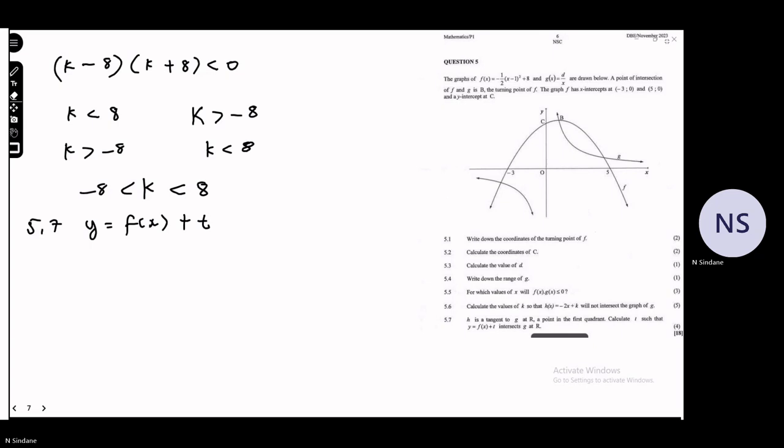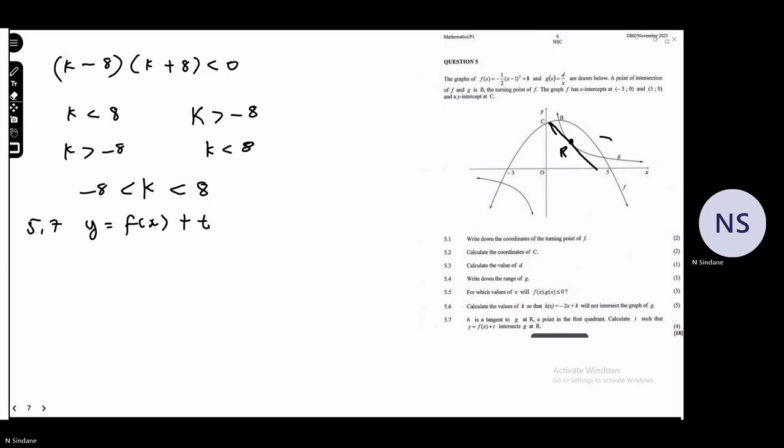Now, H is the tangent to G at R. Tangent to our hyperbola at R. Maybe somewhere here, there's R, a point in the first quadrant. Calculate t such that y is equals to f of x plus t.